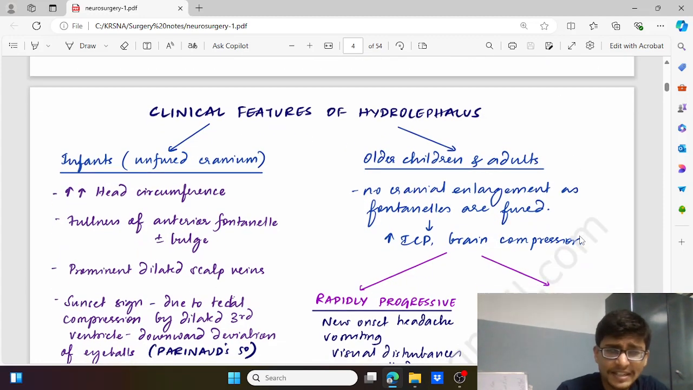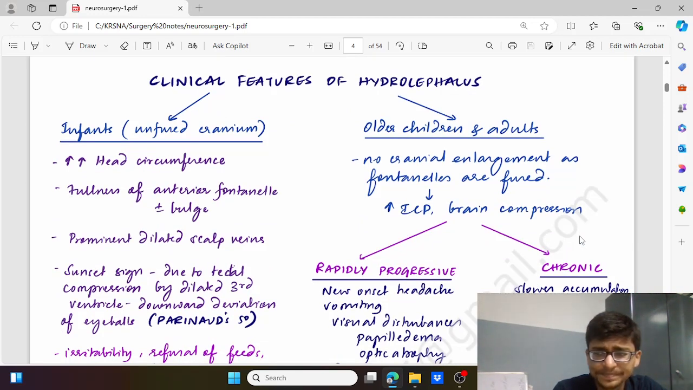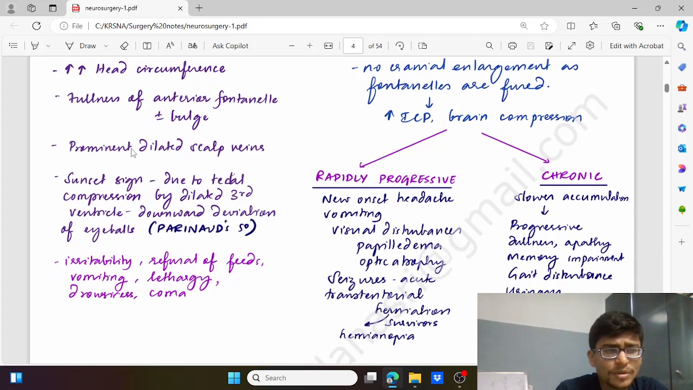So now we'll have the clinical features of hydrocephalus. So what are the clinical features? First, we'll see in the infants, when the cranium is not fused. There will be increased head circumference. There could be fullness in the anterior fontanelle, with or without some bulge. Prominent dilated scalp veins.